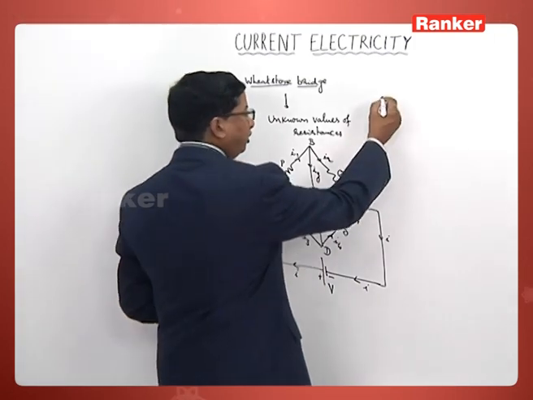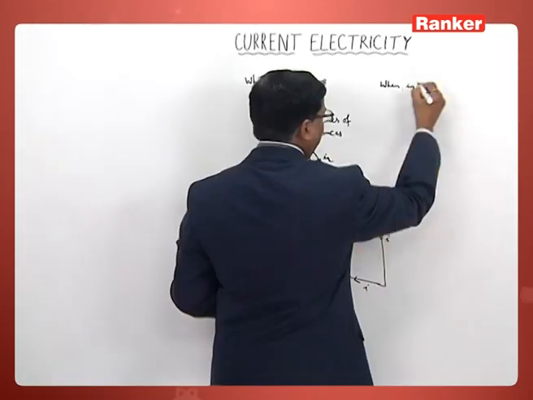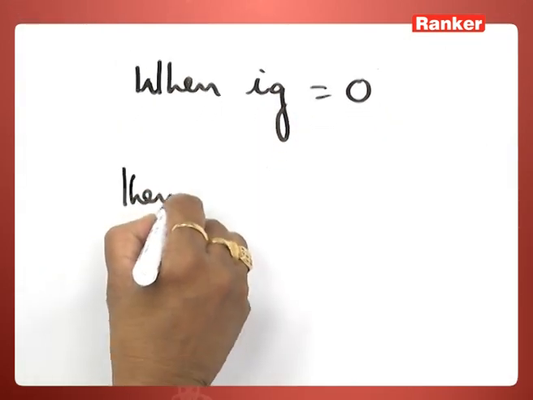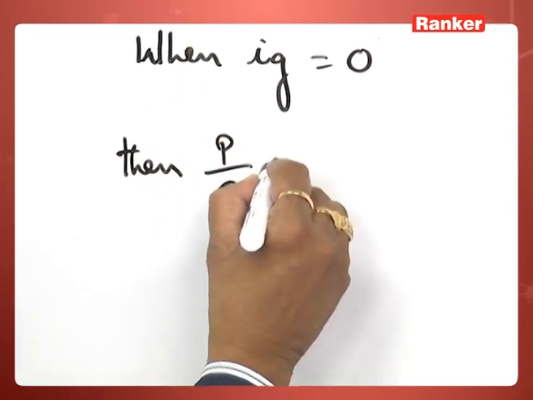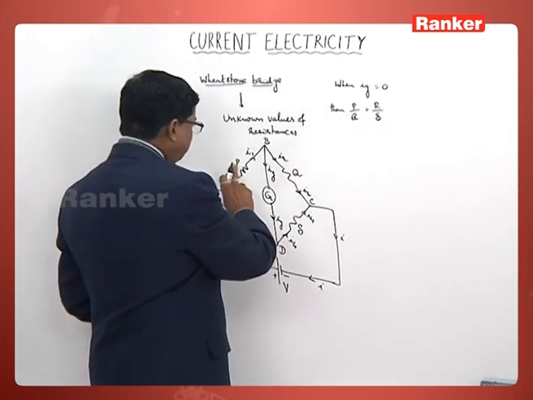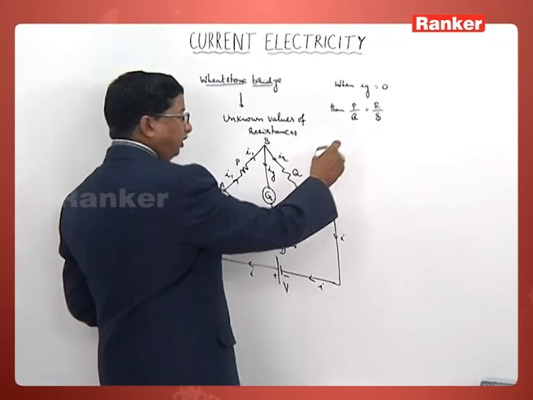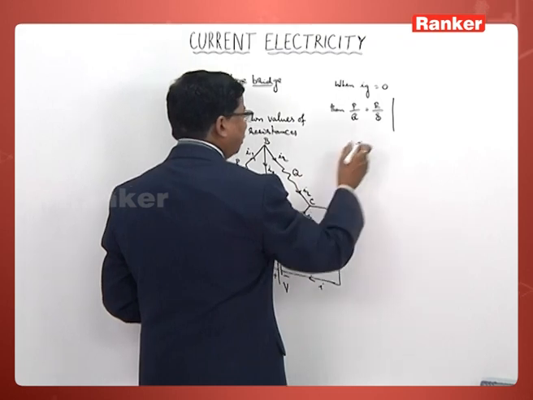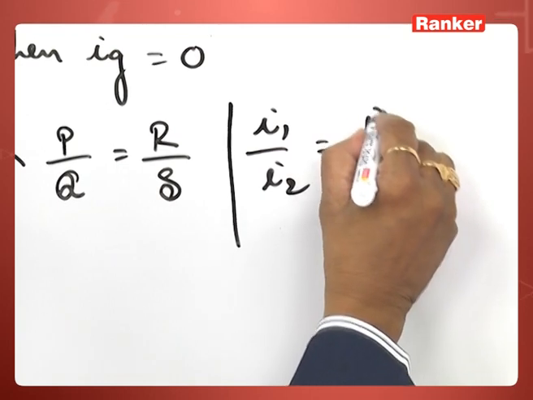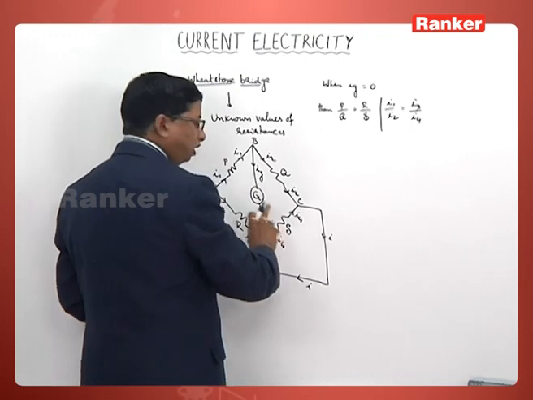So what we should understand here: when the current across the galvanometer, that is IG, is equal to 0, then the balancing condition for Wheatstone bridge can be written as P by Q is equal to R by S. That is one way. The same of course in terms of currents also you can write like this: I1 by I2 is equal to I3 by I4.